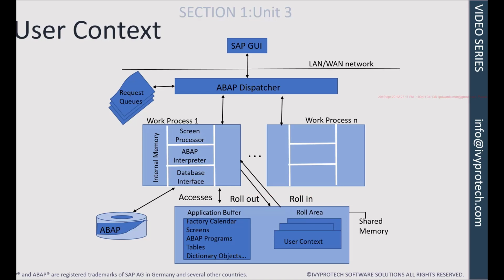The screen processor is the one which will trigger the screen events, and it is also responsible to ensure that all the data that the user inputs on the screen is transferred to the application server into our program. Similarly, whatever data we want to display on the screen will be transferred from the program to the screen, where it will be displayed to the user in the presentation layer. So the screen processor takes care of data transfer between screen and program, and it will also trigger these various screen events.